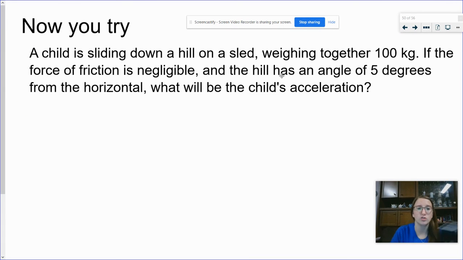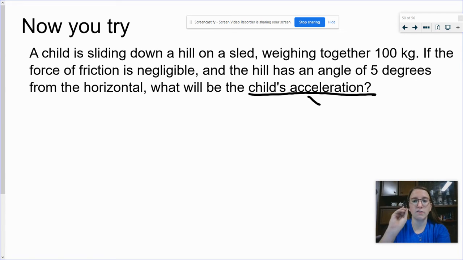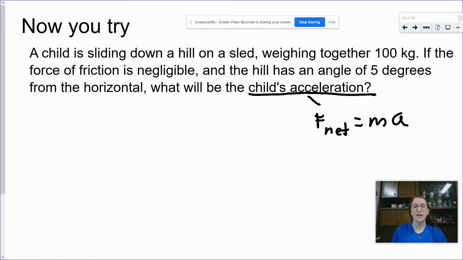So again, draw your picture. This question says, what will be the child's acceleration? I'm going to give you some hints here. If we are trying to solve for acceleration, you need to find the net force in the direction of travel. So that might be a component we have to solve for. Draw your picture, get as far as you can, and if you're not sure, you can press play, and then we'll check from there. Okay, let's see.